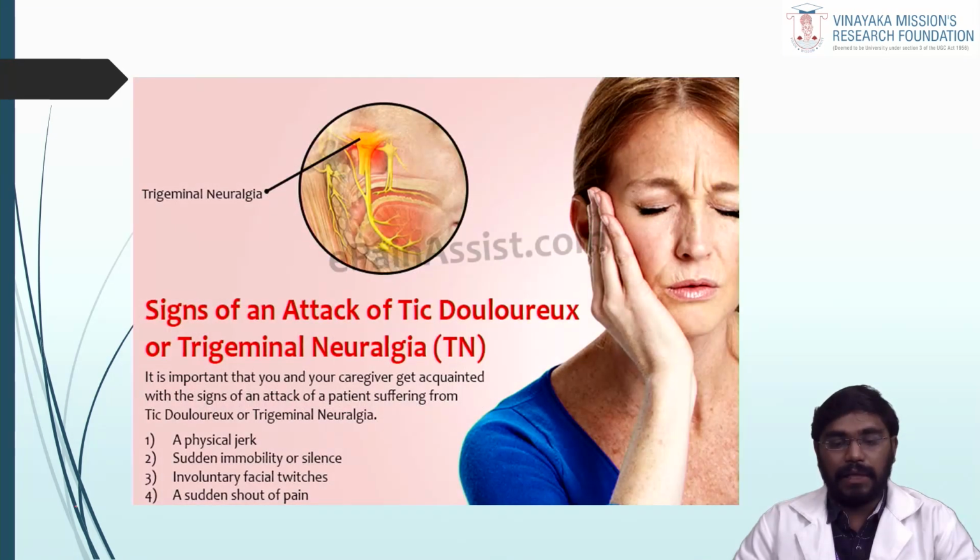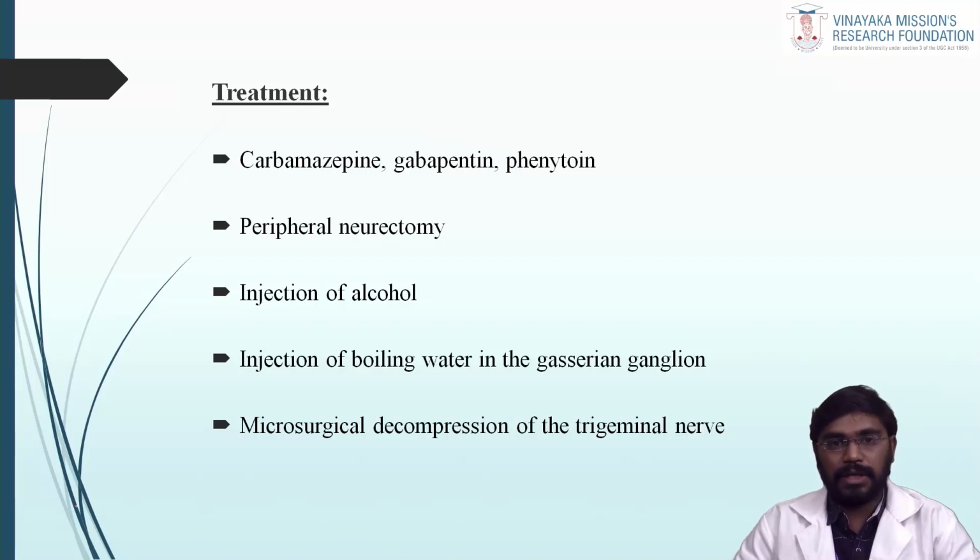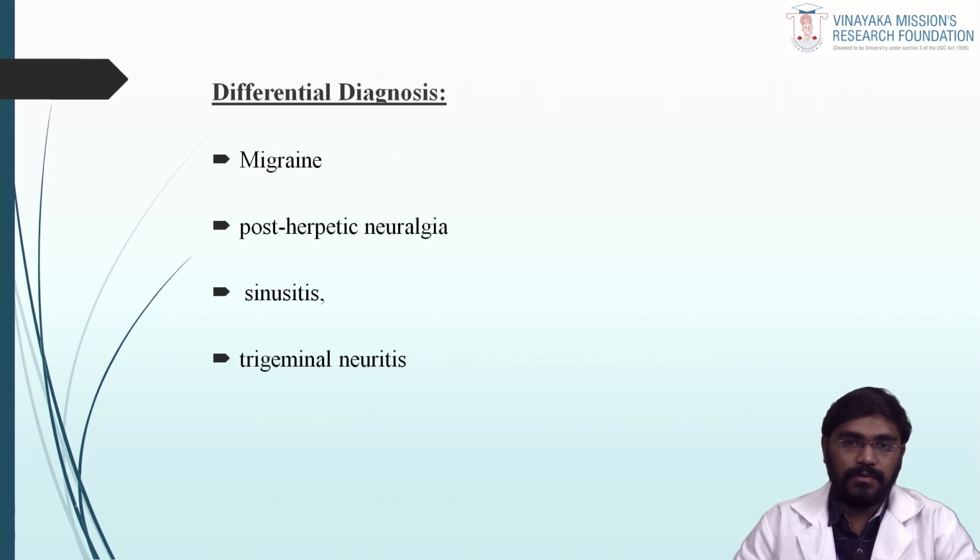Coming to the signs of an attack, the patient and the caretaker should know the signs of the attack. The first is a physical jerk. Any physical jerk causes trigeminal neuralgic pain. Sudden immobility or silence, involuntary facial twinges, a sudden shot of pain. These are the signs. Next comes the treatment. Carbamazepine, gabapentin, phenytoin are administered, and peripheral neurectomy is done. Injection of alcohol, injection of boiling water in the gasserian ganglion, microsurgical decompression of the trigeminal nerves. Differential diagnosis: first one is migraine, second is post-herpetic neuralgia, next is sinusitis and trigeminal neuritis.